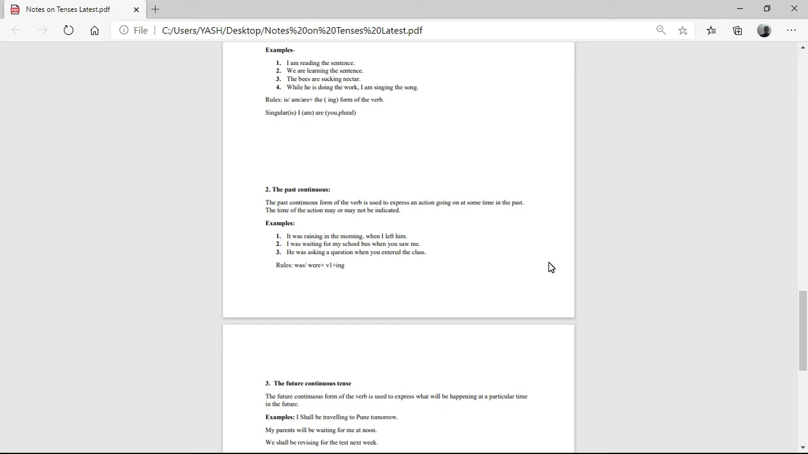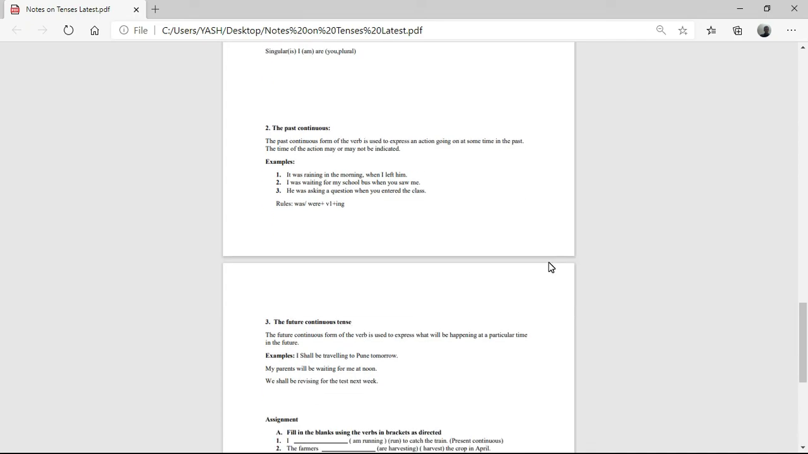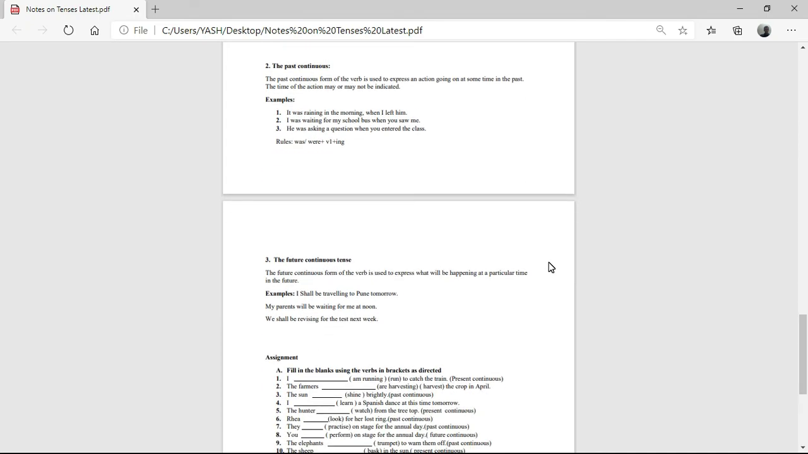Examples are there. I will state it with example. It was raining in the morning when I left home. Was raining. I was waiting for my school bus when you saw me. Was waiting. He was asking a question when you entered the class. Was asking. So these are the examples of past continuous tense.